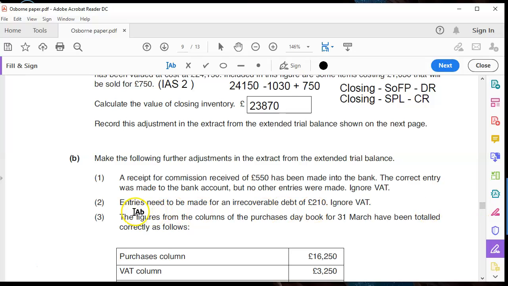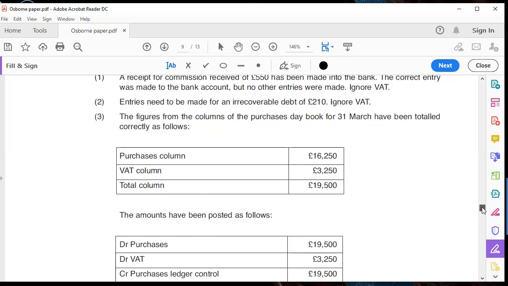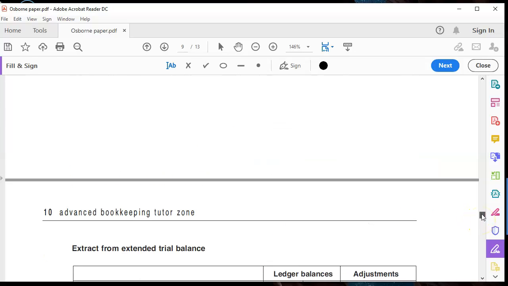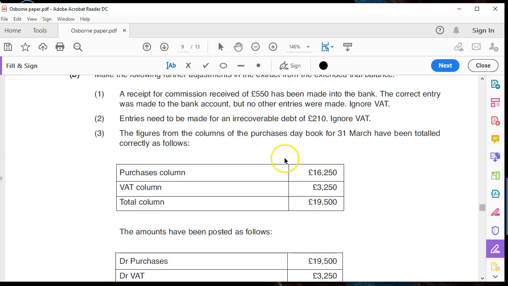Next, entries need to be made for an irrecoverable debt of 210, ignore VAT. So we need to record a double entry for irrecoverable debt. Irrecoverable debt is an expense. So irrecoverable debt account will be debited and SLCA account will be credited. If you have VAT, VAT account also will be debited. But in this particular task, they asked you to ignore VAT, so we don't have to worry about that.